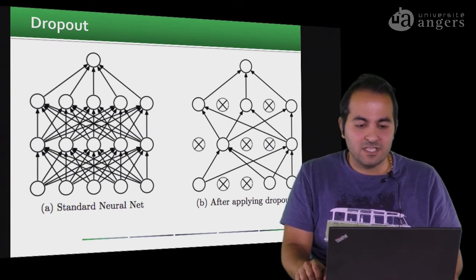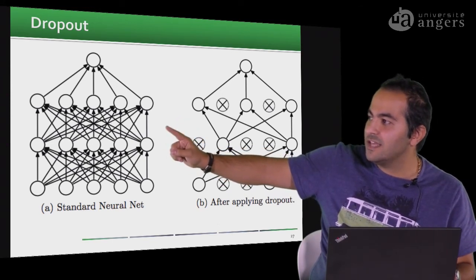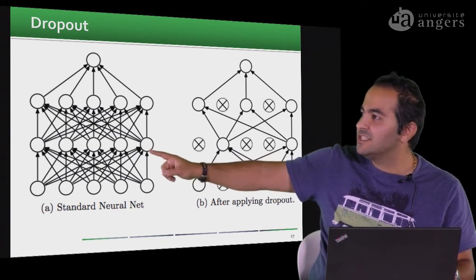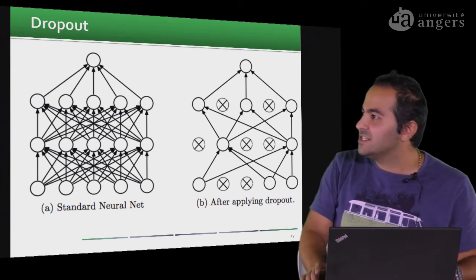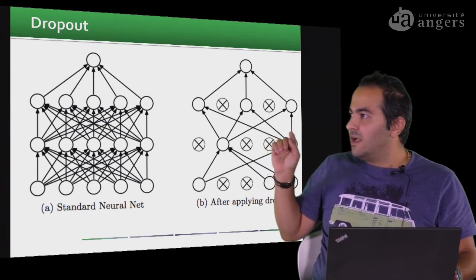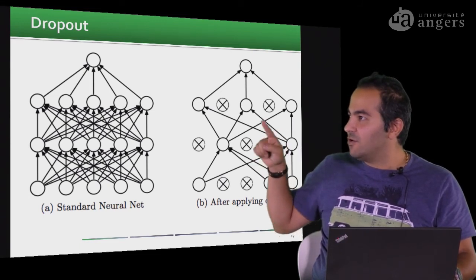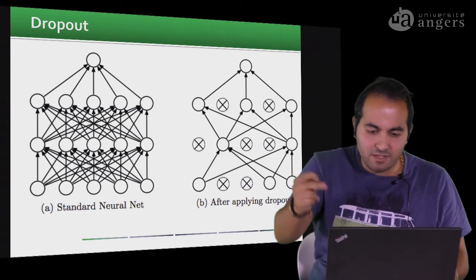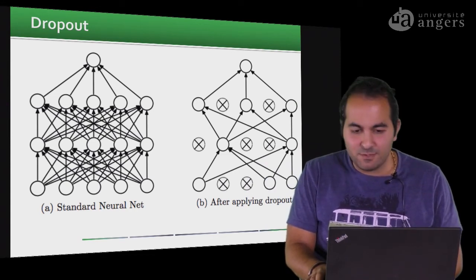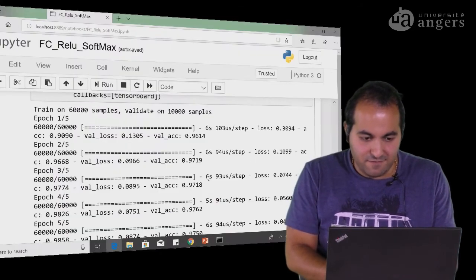Here, on the left side, you can see the standard neural network with all the neurons that we use, and we assign the weight and bias to them. But here, on the right side, you can see that we shut some of the neurons down, and then we use the other neurons. So this is one of the possibilities to reduce the overfitting.